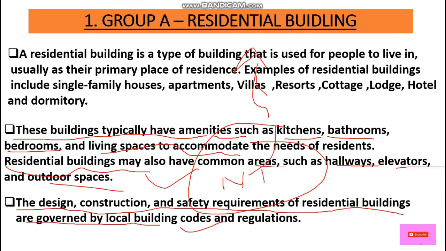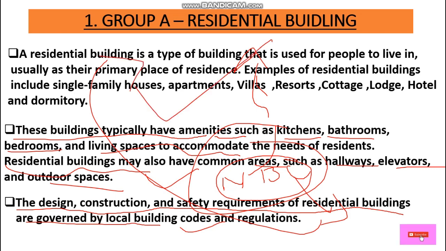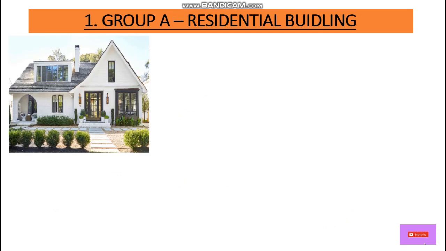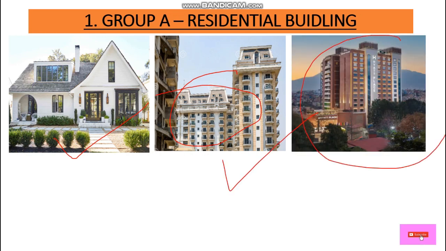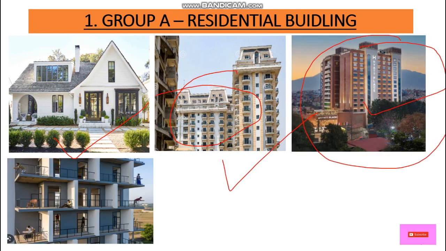Okay, so here the pictures, this is the house and this is the apartment. Okay, family can live, and this is the hotel. Okay, hotel building, and this is the dormitory, we can say hostel, and this is the resorts, and this is the villas. So these are all the residential building.